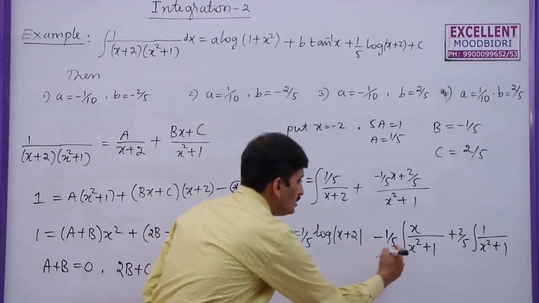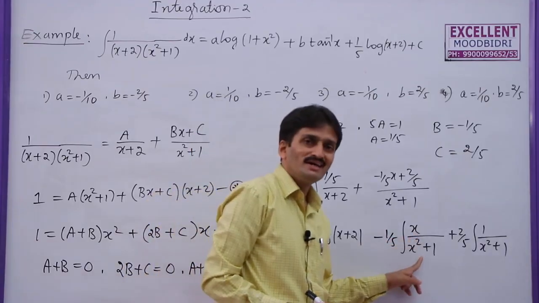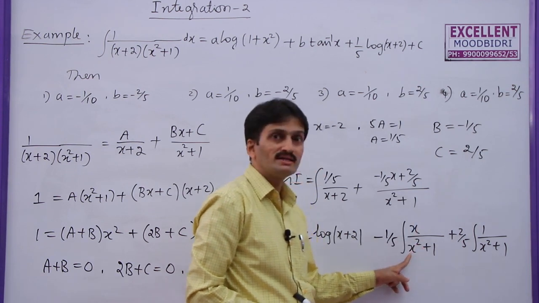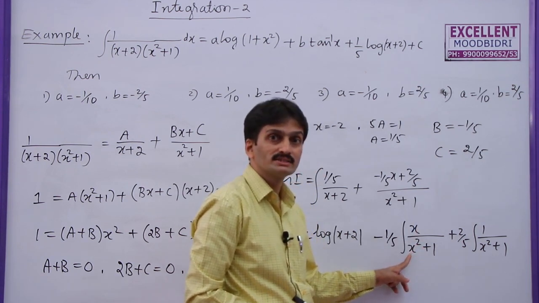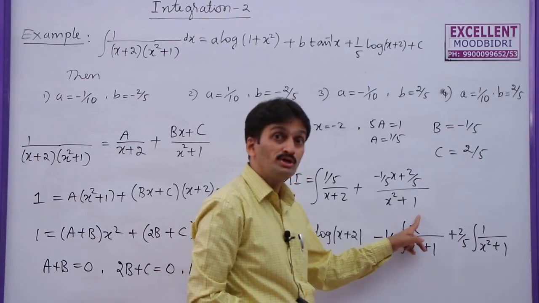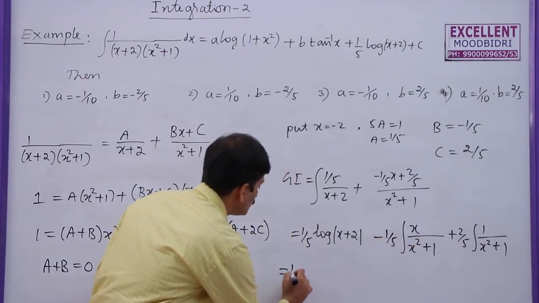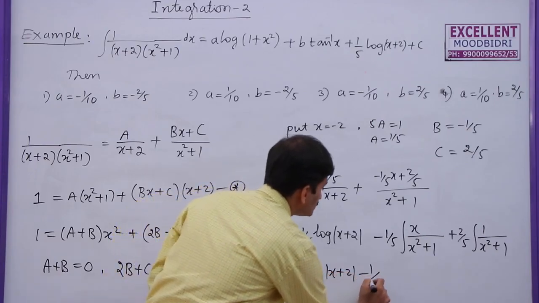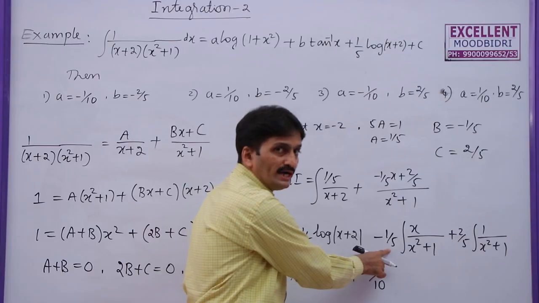Okay, so look at this integral. Here you have an opportunity to make the numerator the derivative of the denominator. The derivative of the denominator is 2x, and the numerator is x, so multiply by 2 and divide by 2. So 1 by 5 log of mod x plus 2, minus, divided by 2. So 5 into 2 is 10.